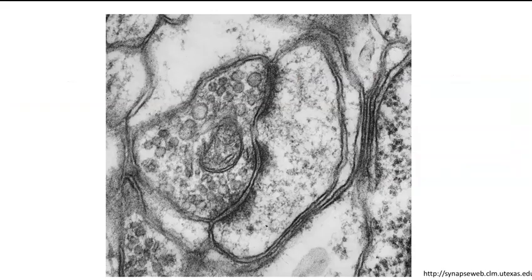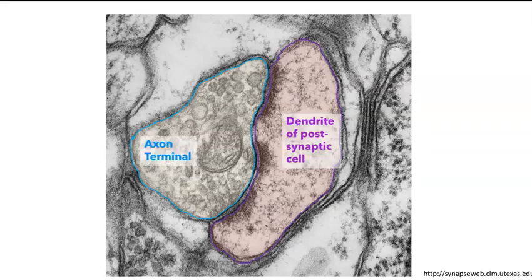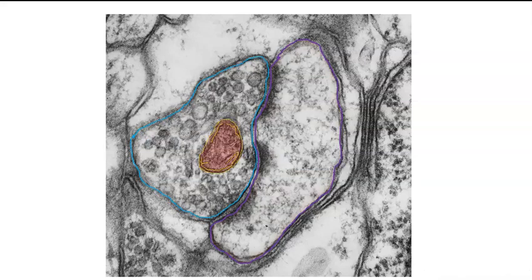Well, I want to show you what a synapse actually looks like in an electron micrograph. So this is an image of an electron micrograph showing our presynaptic cell, the axon terminal, and the postsynaptic cell, which would be the dendrite of some postsynaptic cell. And I want to show you that the structures that I've drawn in the cartoon are really present. Let's look at this presynaptic cell.